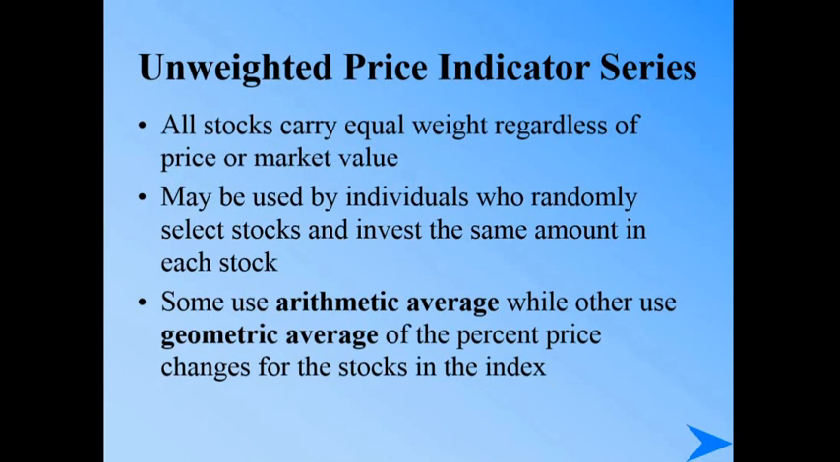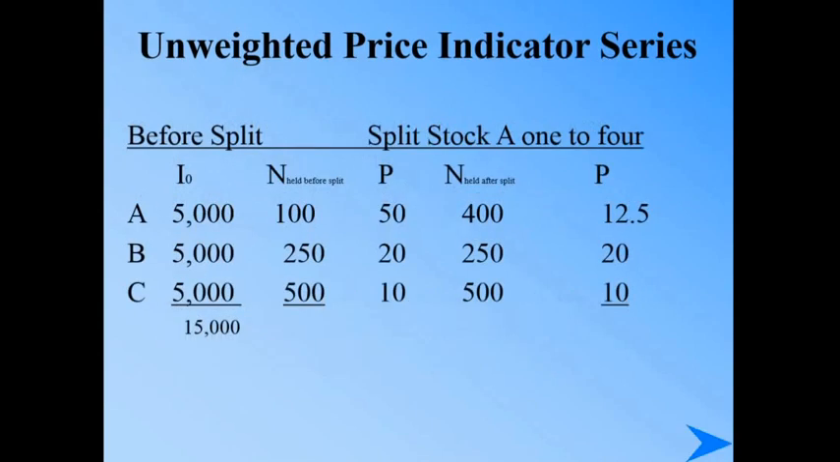Some of these use arithmetic averages, while others use geometric averages while calculating the performance of that index, the price changes for the stocks in this kind of index. Let's discuss that. Let's say we take 3 companies A, B and C, and we put in an initial investment. Let's say you have a total investment of 15,000 and you put 5,000, 5,000, 5,000 in each company. Now let's say the price of this company is 100, you will get 50 shares.